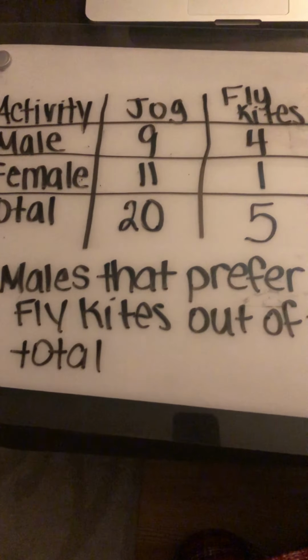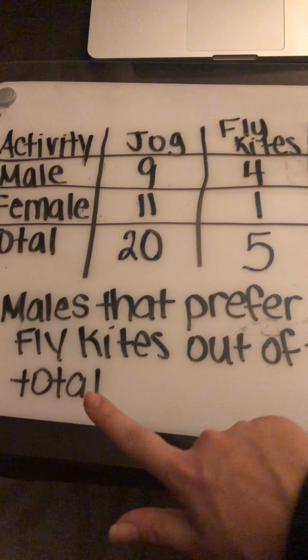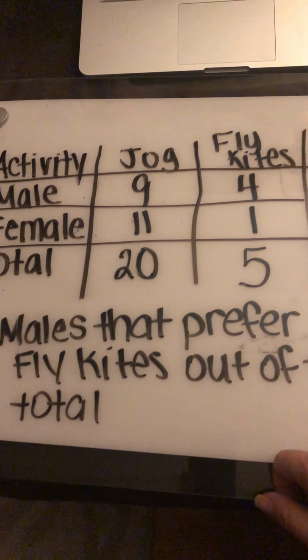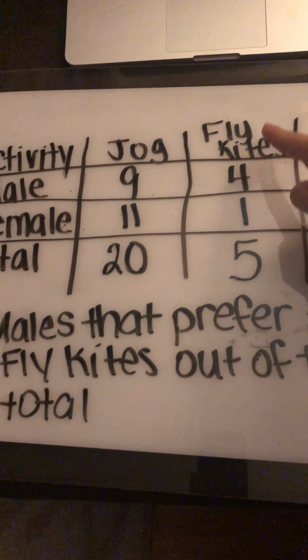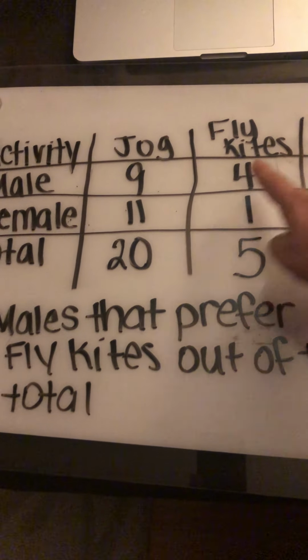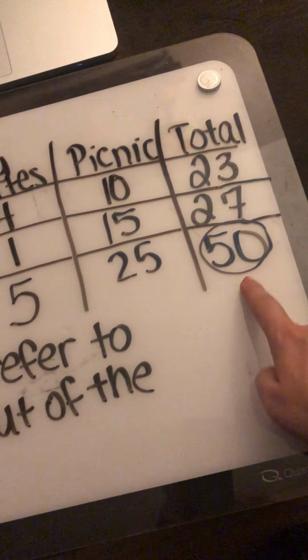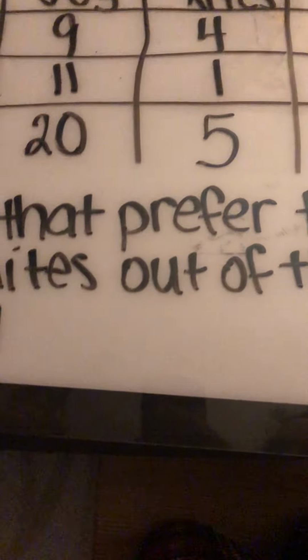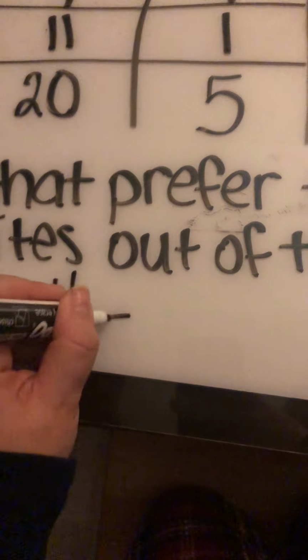Okay, so if we were asked for the relative frequency of males that prefer to fly kites out of the total, we go to the section for males that prefer to fly kites, so that number is 4. And since it says out of the total, we're going to put 4 over 50 because that's the total amount of people surveyed. So we do 4 divided by 50.